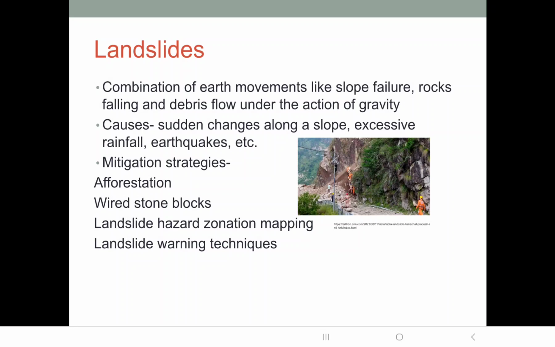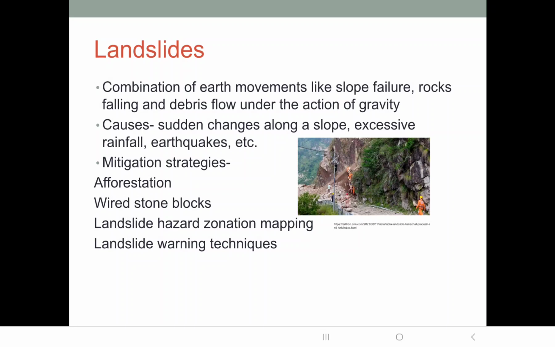Then landslide hazard zonation mapping. This means that just like we have seismic zones mapped all over India, we can do this for landslides as well. We can identify landslide prone areas and give a prior warning to people that construction should not be allowed on such slopes. Then landslide warning systems like sensors can be installed which can detect the movement of the mud or the rocks. So such new techniques or new technologies can help in mitigating such disasters.